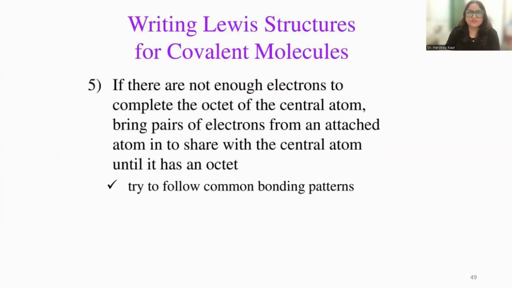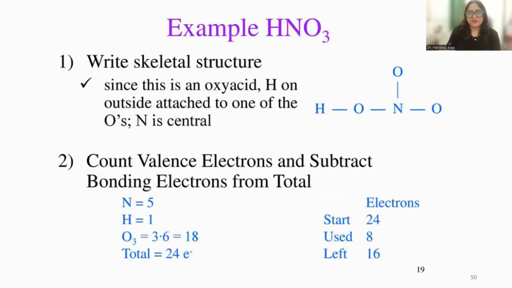It's not easy to say, but when you go to your practice questions, you will get to know about it. If there are not enough electrons to complete the octet of the center atom, then bring a pair of electrons from an attached atom to share with the center atom until it has completed the octet. So this is how we can go about it. You can check here.